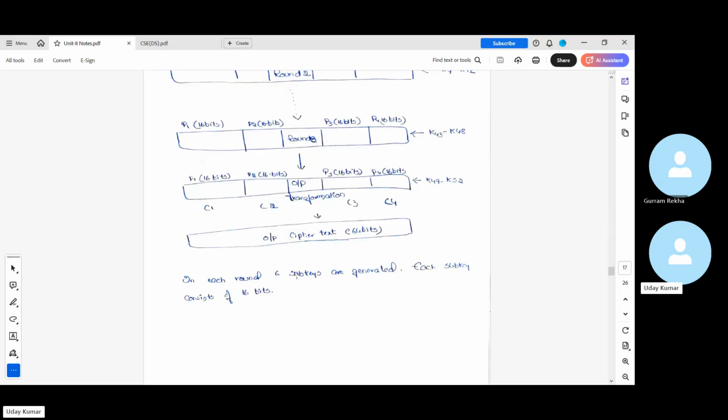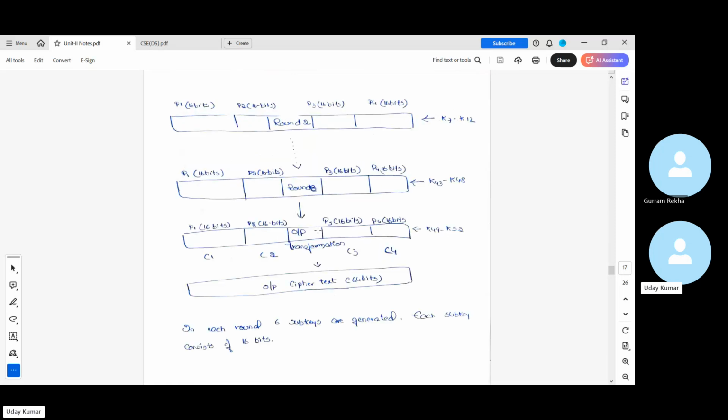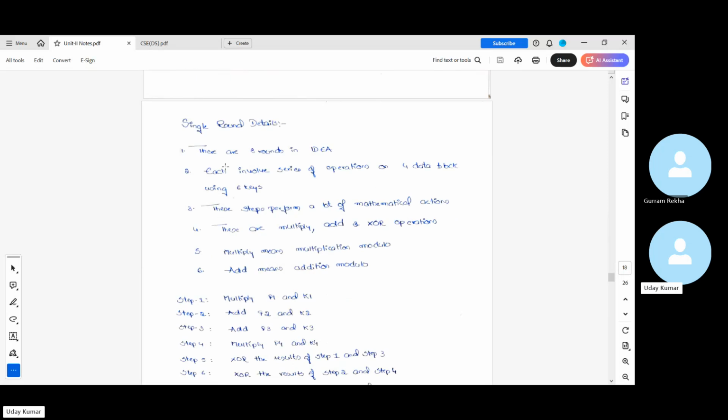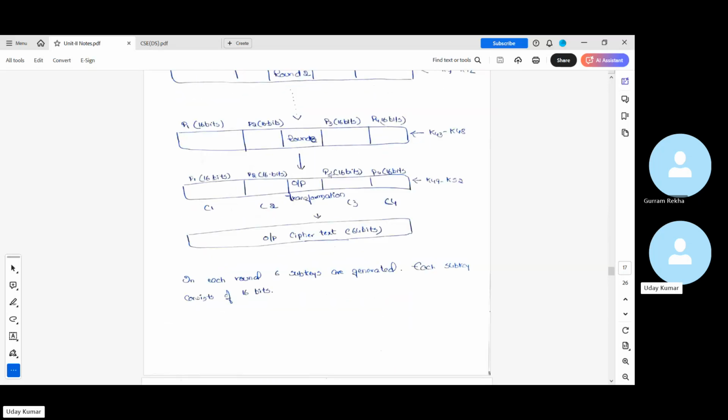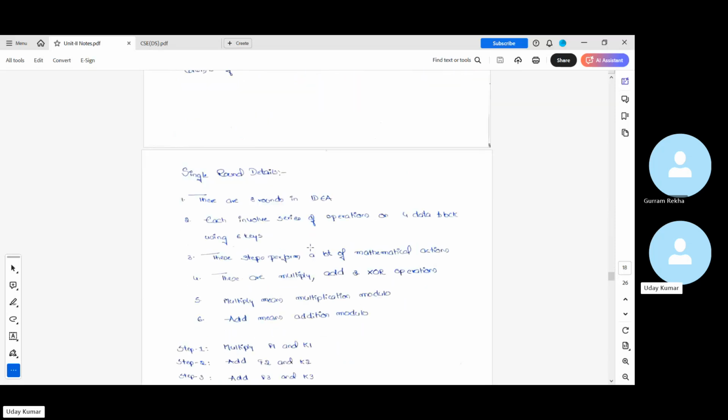In each round, 6 subkeys are generated. Each subkey consists of 16 bits, right? So here 16 bits, 16 bits, 16 bits, 16 bits, 16 bits. And there are 8 rounds in IDEA, and each involves a series of operations on 4 data blocks with 6 keys.